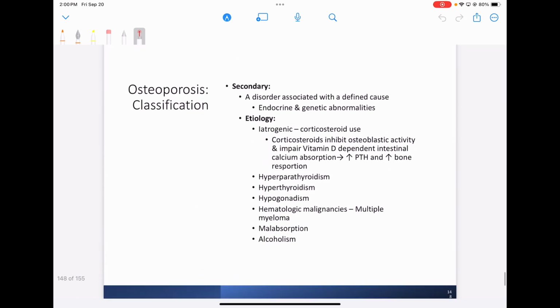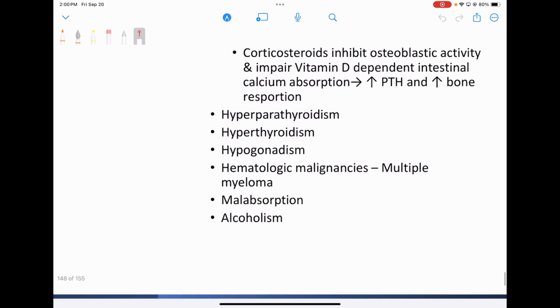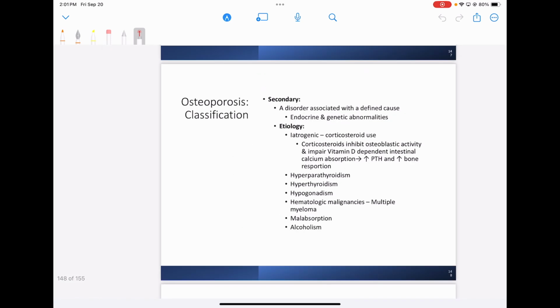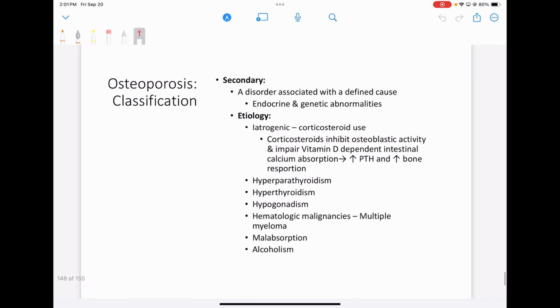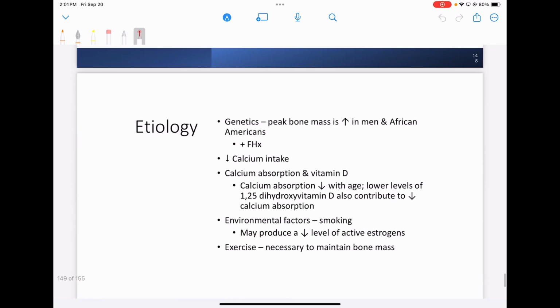The secondary one has a definite cause. Usually endocrine or genetic. We've already gone through some endocrine. Remember also, here's your corticosteroid use. People with rheumatoid arthritis, other conditions that need steroids. Here's your hyperparathyroidism, hyperthyroidism, and so on and so forth. So anything dealing with calcium metabolism causes issues here.